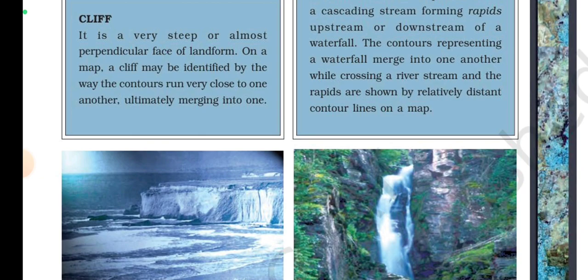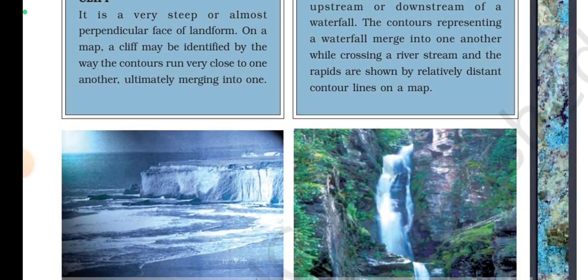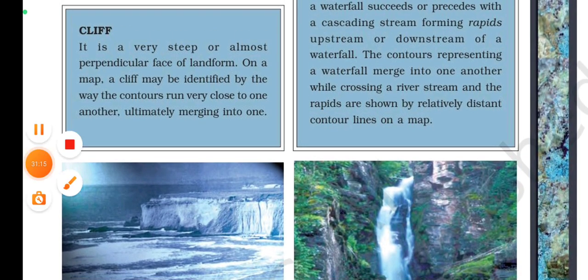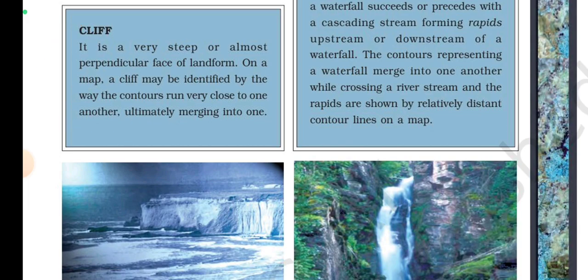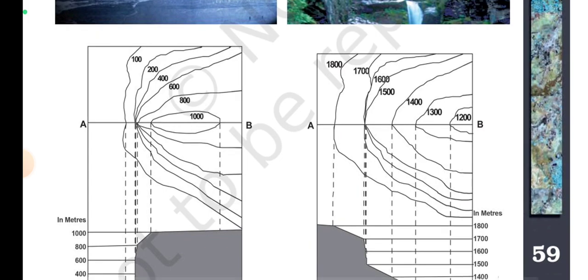It is a very steep or almost perpendicular face of landform. On a map, a cliff may be identified by the way the contours run very close to one another, ultimately merging into one. Look, we read in the characteristics that contour lines never merge with each other, right? Or cannot merge with each other, like that a characteristic was there. So definitely you can rewind the video. Now here you can say that at a cliff contours ultimately merge into one another.